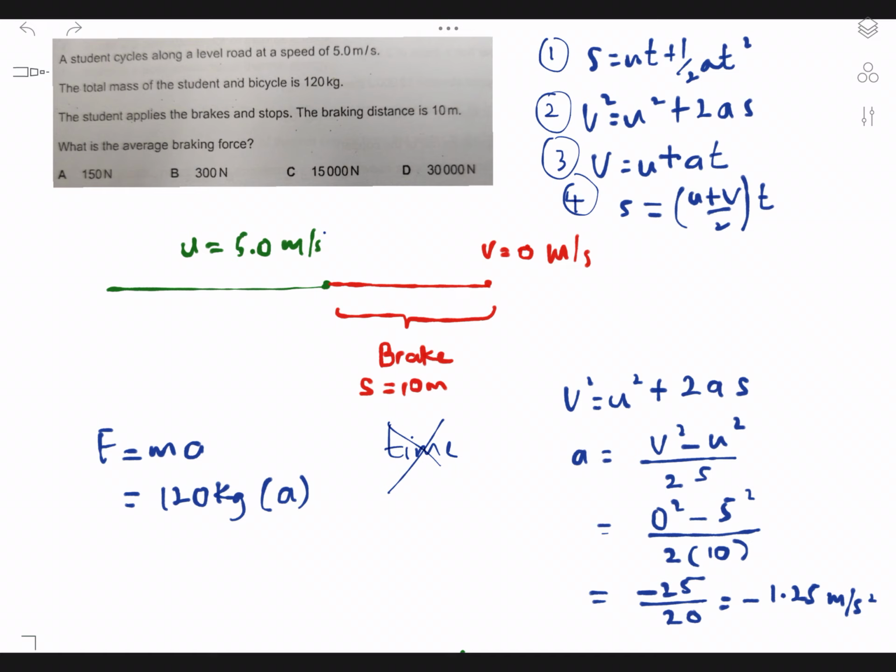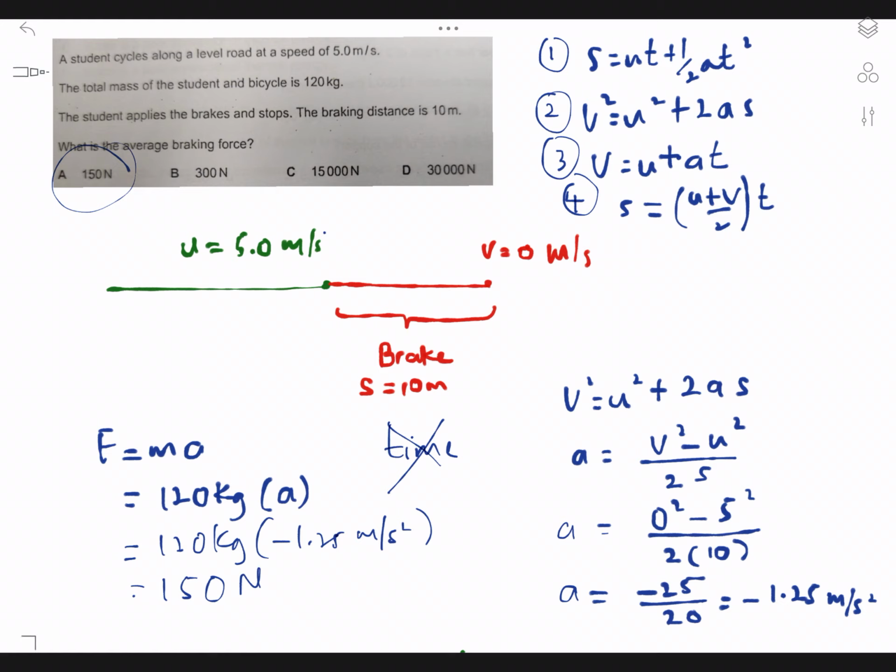And then you solve the equation, you get negative 1.25 meters per second squared. So that is the acceleration of the bicycle. You can substitute into the formula, with the value negative 1.25 meters per second squared, and then get the answer 150 Newton. Okay, so the answer is A.